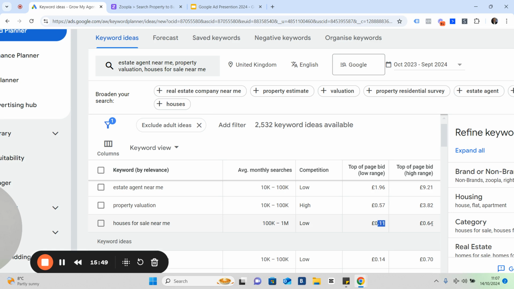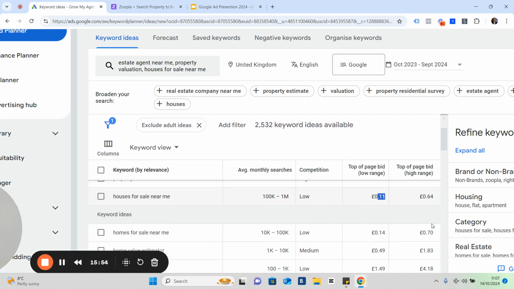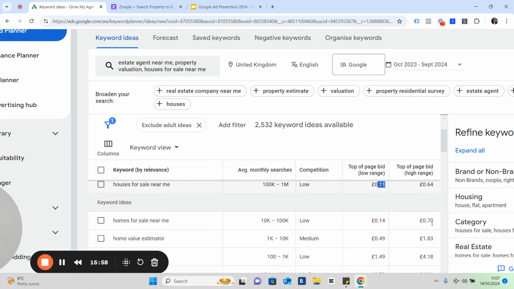So this is how you can run ads on Google for really low budgets. Again, this depends on where you are, time of day and stuff, but you can do it.